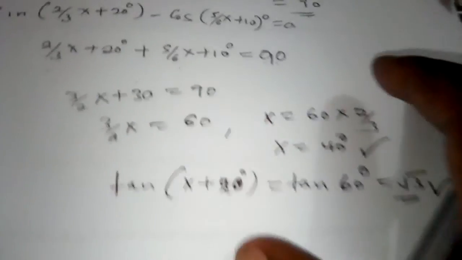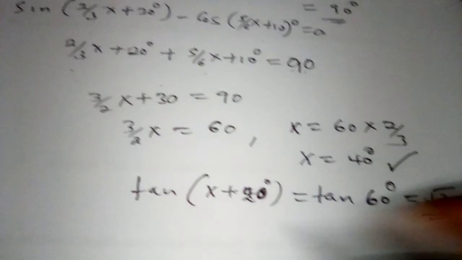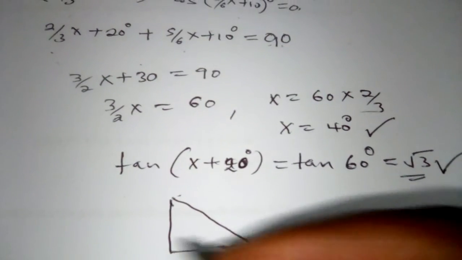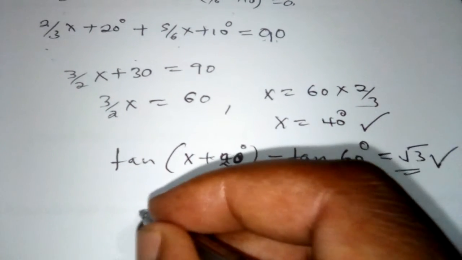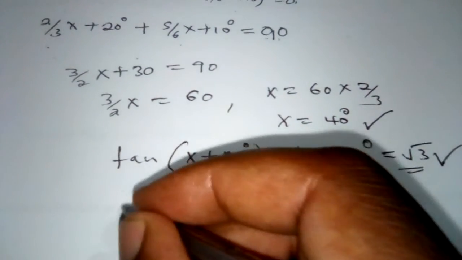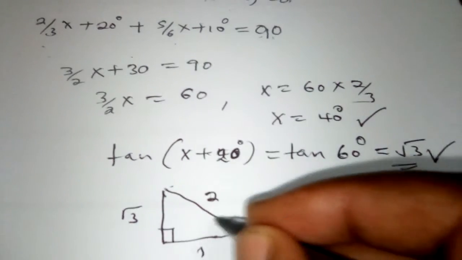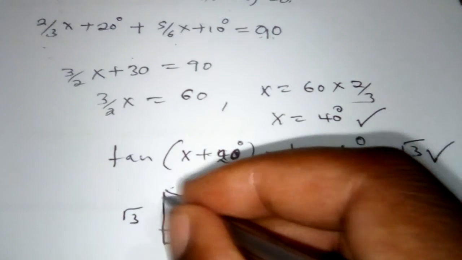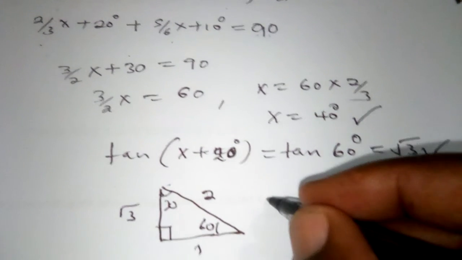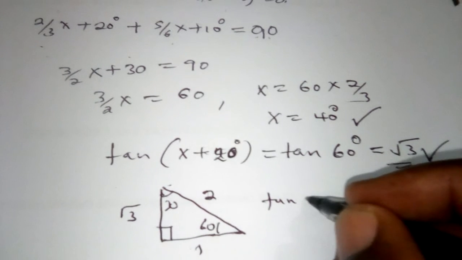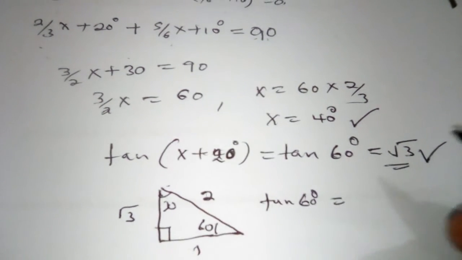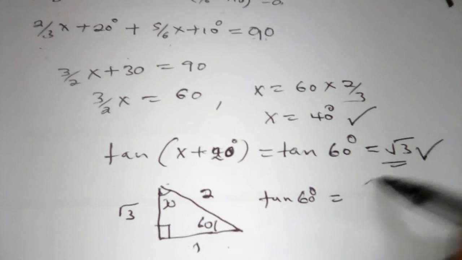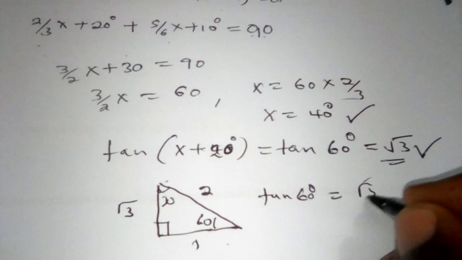In case you would want to know where that one has come from, you can always go back to the proof of special angles. If this side is 2, this is 1, and this is square root of 3, then this angle is 60 degrees and this is 30 degrees. If you want tan of 60, tan is opposite over adjacent, which is equal to square root of 3.